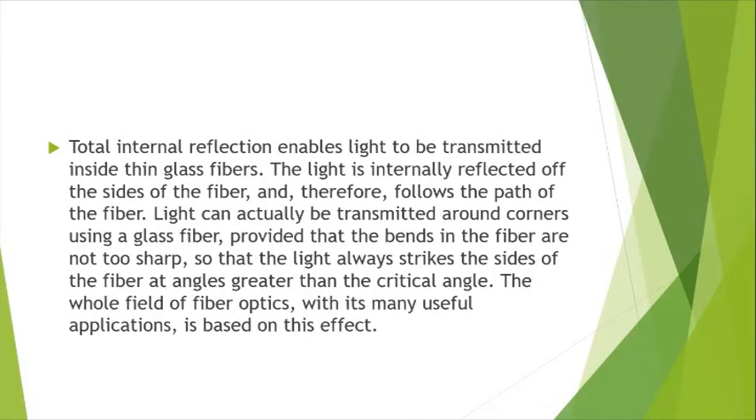Okay, next. Total internal reflection enables light to be transmitted inside thin glass fibers. Then the light is internally reflected off the sides of the fiber, and therefore follows the path of the fiber. Then light can actually be transmitted around corners using a glass fiber, provided that the bends in the fiber are not too sharp, so that the light always strikes the sides of the fiber at angles greater than the critical angle. Then the whole field of fiber optics, which has many useful applications, is based on this effect. Okay.